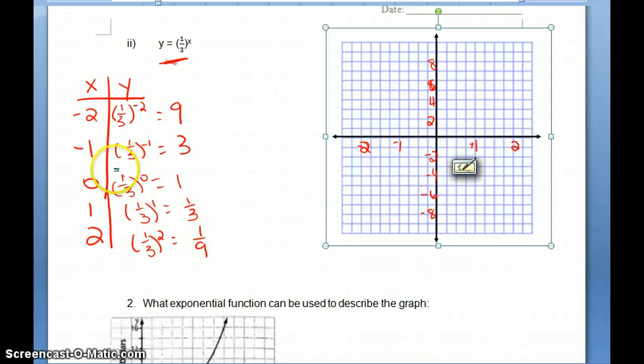So now let's graph some values here. We have negative 2 and 9, so find x at negative 2, go all the way up to 9 there. So there's our first dot. When x is negative 1, we're at 3. When x is 0, we're at 1. And when x is 1, we're at 1 over 3. And when x is 2, we're at 1 over 9. So it's teeny tiny, going to look pretty close to that x-axis. So from here on out, we will connect our dots.